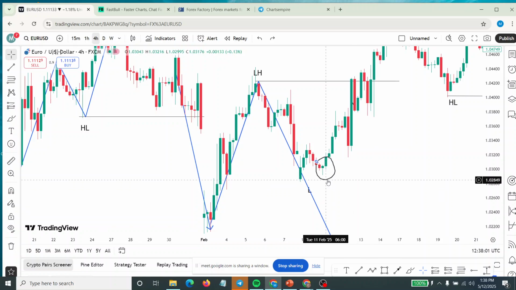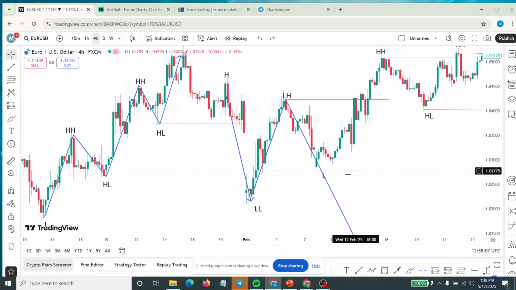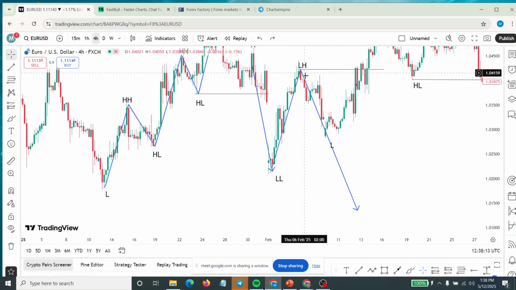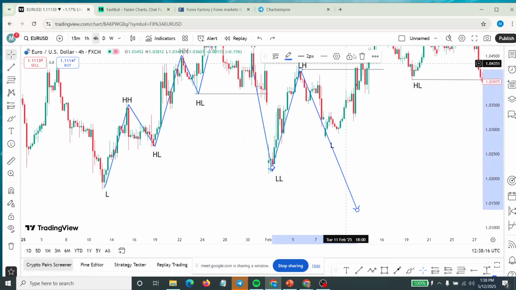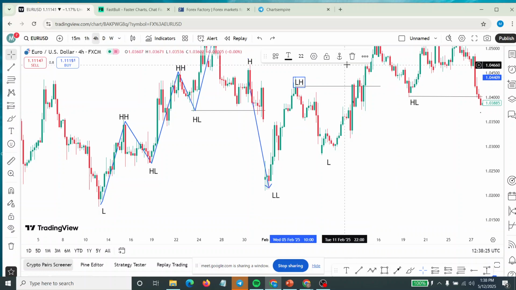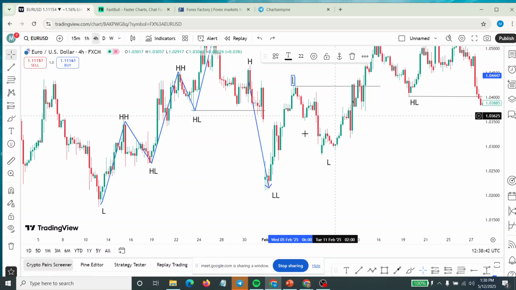So with this, you can see how the sellers failed. And in this scenario, we did not see what we want to see, because we know that after this lower high, we are expected to see a new lower low. But instead, that did not happen. What happened here was a high instead. Sorry, we had a higher low, lower high, lower high.